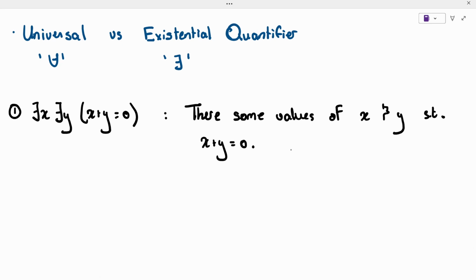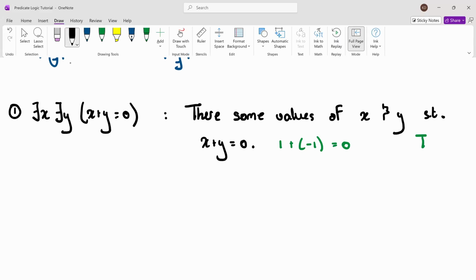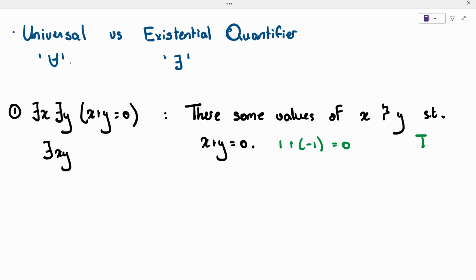And of course, we could easily check that. Maybe we have a value of x as 1, and then maybe we have the value of y as minus 1. So it is true to say that for some values of x and some values of y, x plus y is equal to 0. In fact, we could write this as there exists x, y such that x plus y is 0.